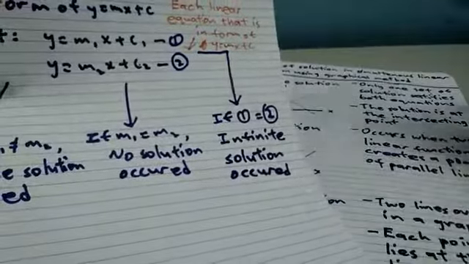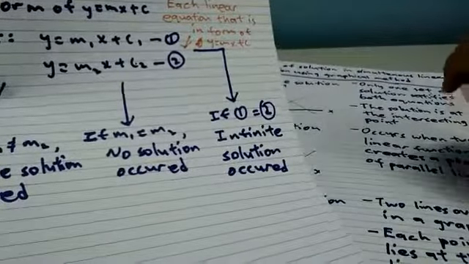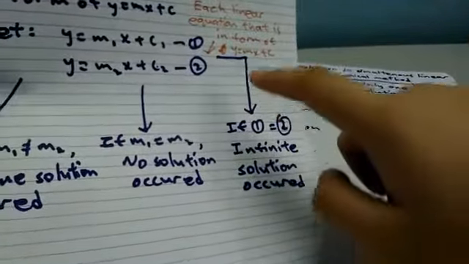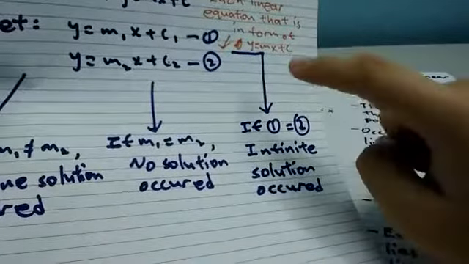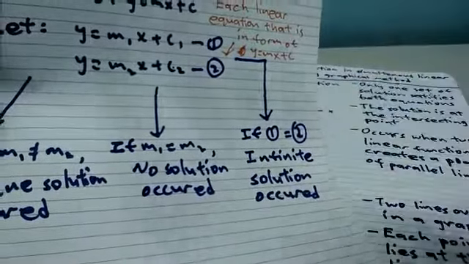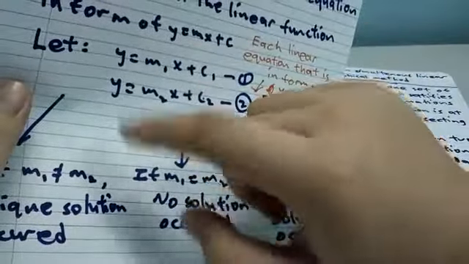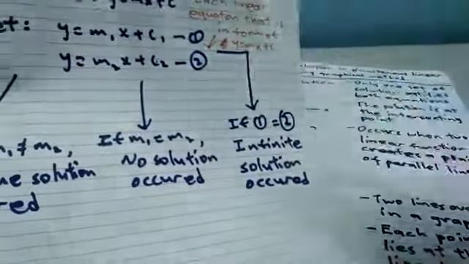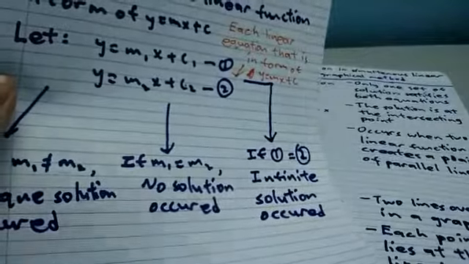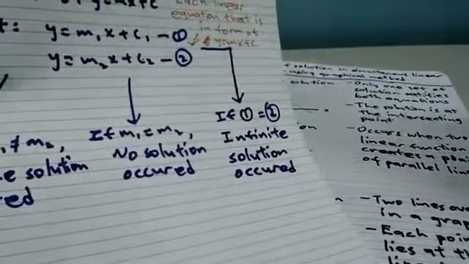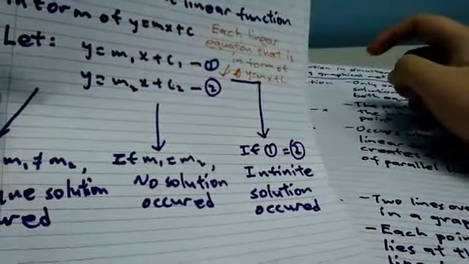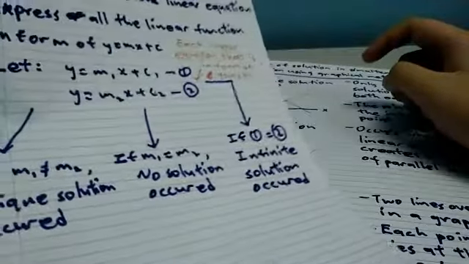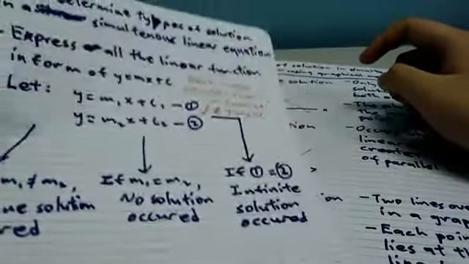And the third one, I think, is pretty simple to understand. If equation 1 and equation 2 are exactly the same, which means y equals m1x plus c1 is the first equation, and y is also equal to m1x plus c1, then an infinite solution occurs. All of these things just use some logic to think.